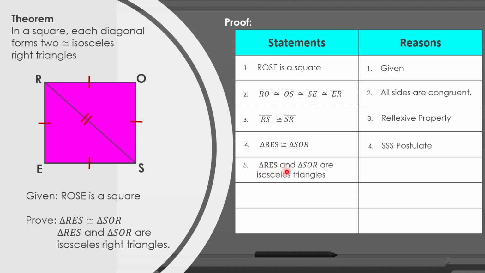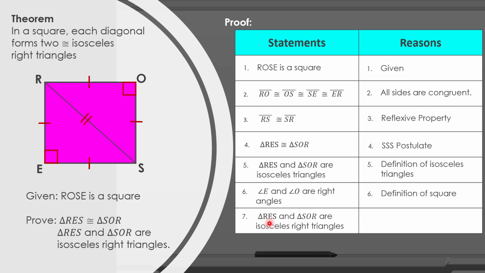Triangle RES and triangle SOR are isosceles triangles. Why? Because of the definition of isosceles triangle. Therefore angle E and angle O are right angles, in which angle E measures 90 degrees and angle O measures 90 degrees as well, by the definition of the square in which it has four right angles. Therefore, we can say now that triangle RES and triangle SOR are isosceles right triangles by the definition of isosceles right triangles.